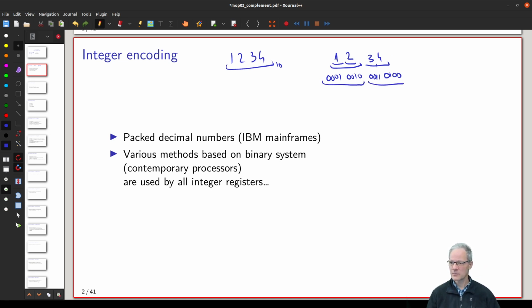Nowadays computers don't often use this kind of approach, because the problem is, what if we need to do, let's say, addition or subtraction? What if we need to do some sort of arithmetic operations on this number? It becomes a little bit difficult, or we need to convert it first to the raw binary form, so to say.